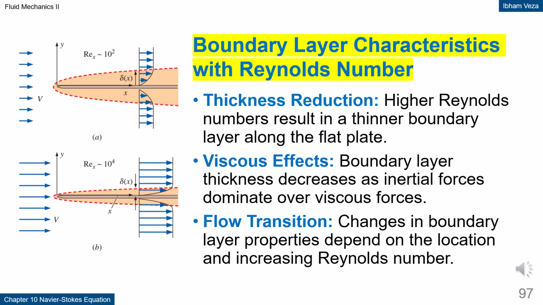Boundary layer characteristics with Reynolds number. As the Reynolds number increases, the boundary layer becomes thinner. This happens because inertial forces become more dominant compared to viscous forces. The boundary layer thickness also changes along the flow direction. These changes influence friction forces and the potential for separation. Therefore, the Reynolds number is a key parameter in boundary layer analysis.